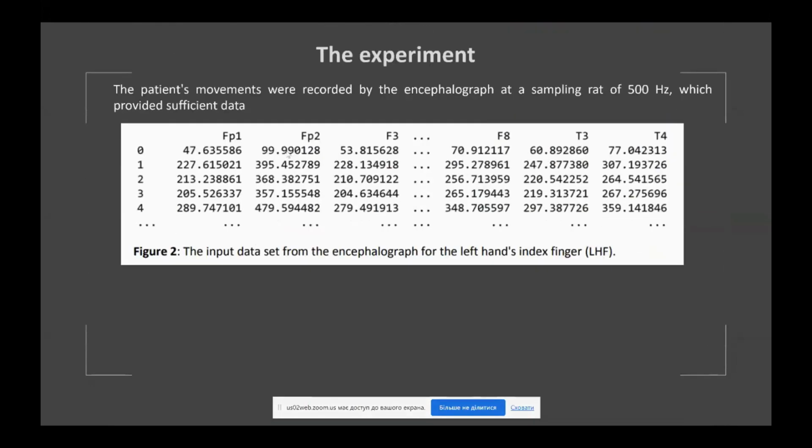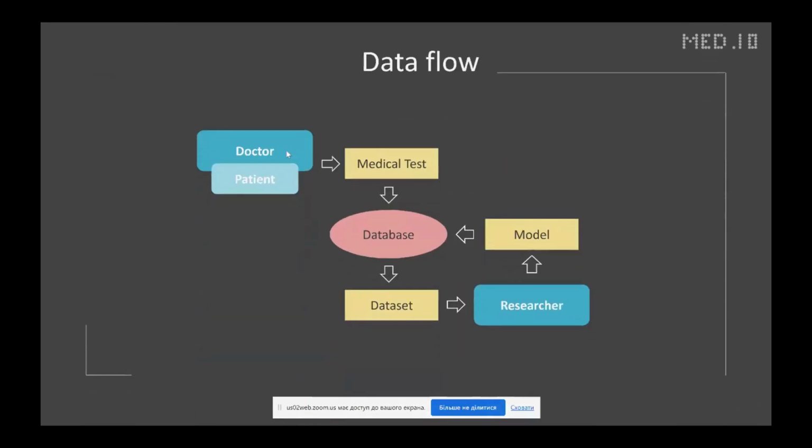The environment. On this slide, we can see the data recorded by the encephalograph during the experiment for each of the sensors. The patient movements were recorded by the encephalograph at a sampling rate of 500 hertz, which provided sufficient data. Data flow: on this slide, we can see the general schema of the environment.